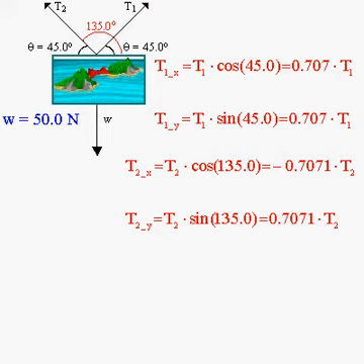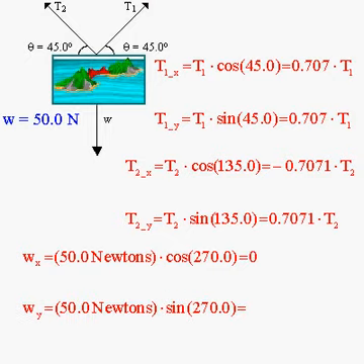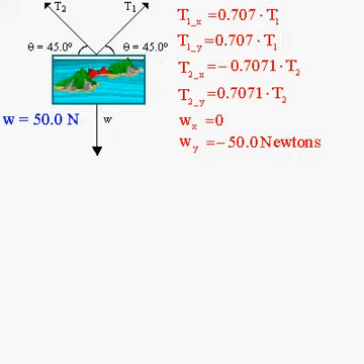The weight's pointing straight down. That corresponds to an angle of 270 degrees. So the x component of the weight is the magnitude, 50.0 newtons, times the cosine of 270 degrees. That turns out to be 0. And the y component is 50.0 newtons times the sine of 270.0 degrees, which turns out to be negative 50.0 newtons. Okay, so those are the x and y components for all of the vectors involved. Let's summarize them at the top of the board.